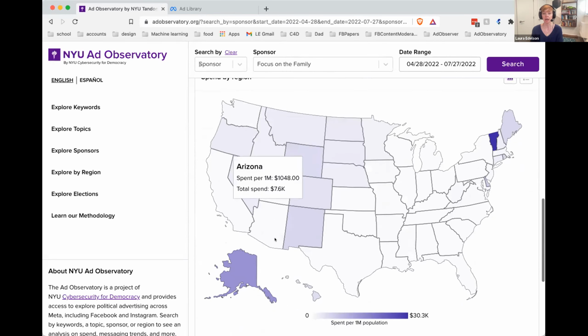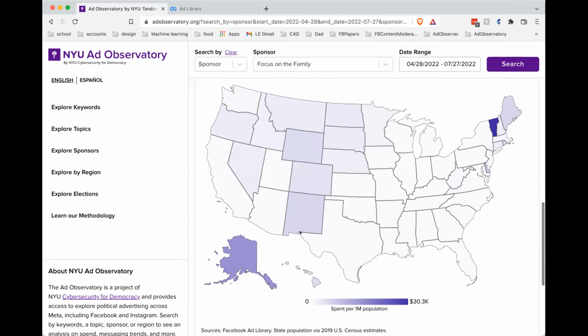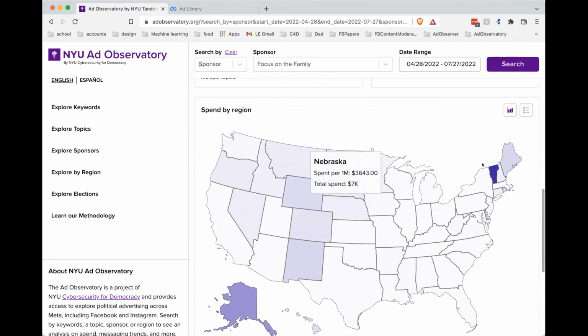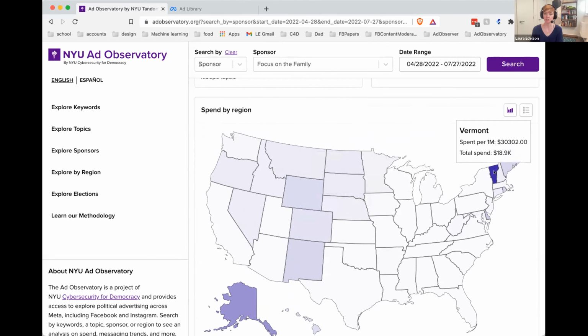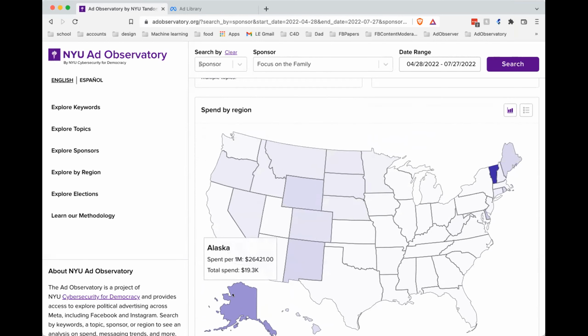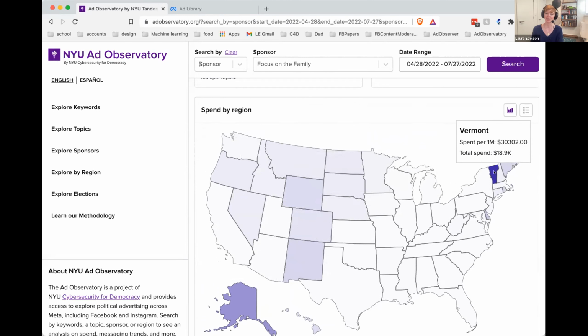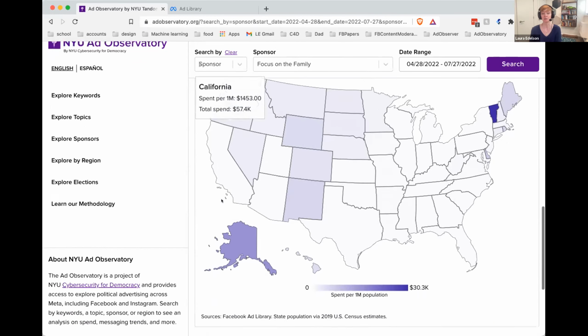And then when we look at spend per region, and I should mention that this particular view is weighted by population. So I imagine that's why we're seeing a very high spend per person in Vermont, because Vermont does not have a lot of people. That's at least a little bit interesting.